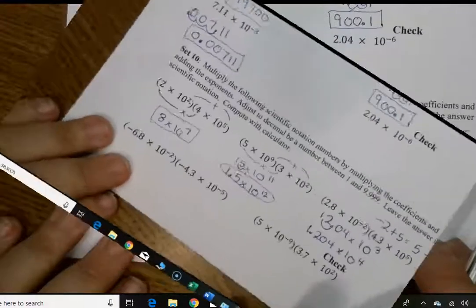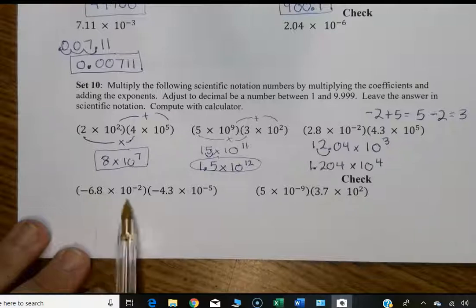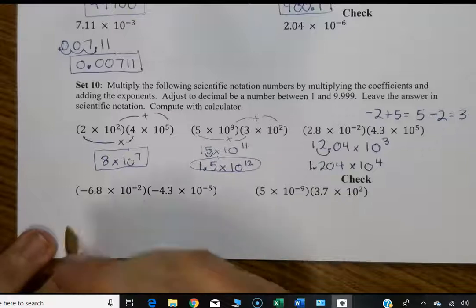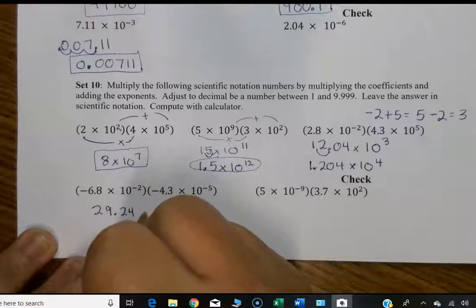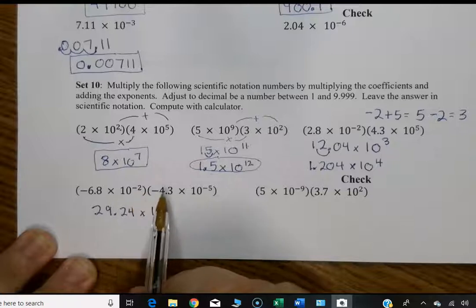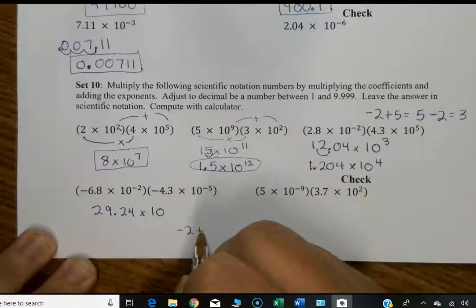Okay, all right. Let's do this one down here. Now this is what would be a negative scientific notation number. It has a negative sign out in front of the coefficient. So pause and go ahead and do that one. Okay, we come back. We have a negative times a negative, which is a positive, so that's going to be 29.24 times 10. Okay, and be very careful with this. Negative 2 plus negative 5.